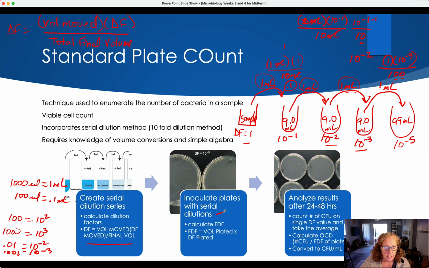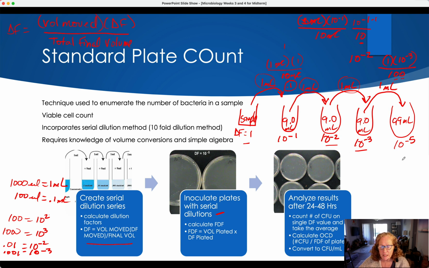Now when I inoculate the plates, we're using regular size Petri plates. This means I cannot inoculate a plate with an entire milliliter. That is a really huge volume when it comes to number of bacterial cells. So I'm going to, in this case, dilute my series again strictly by volume.